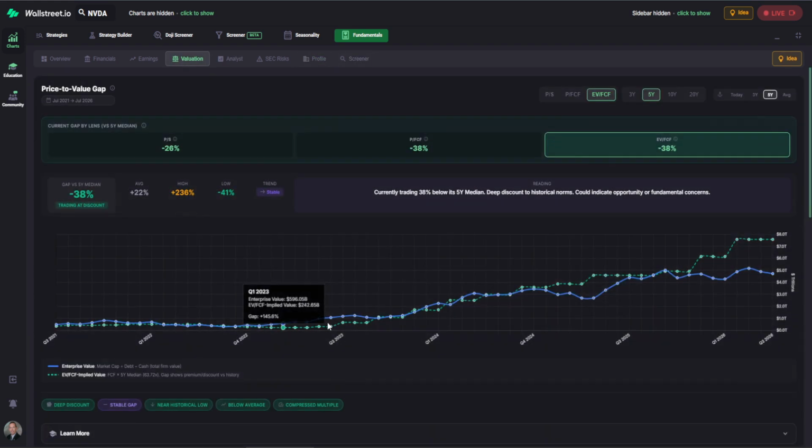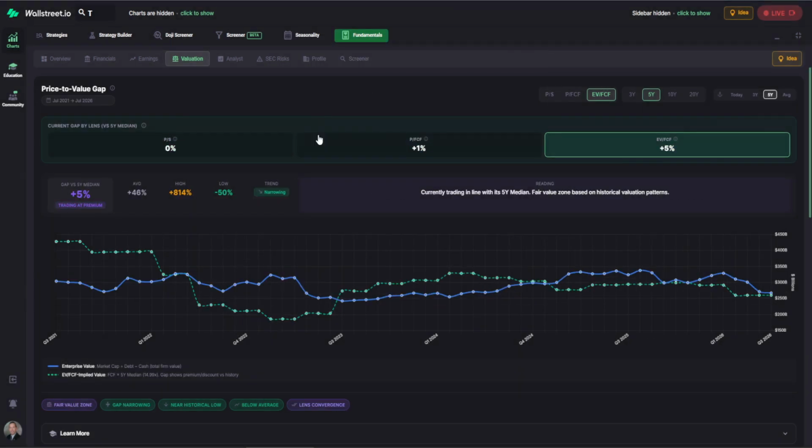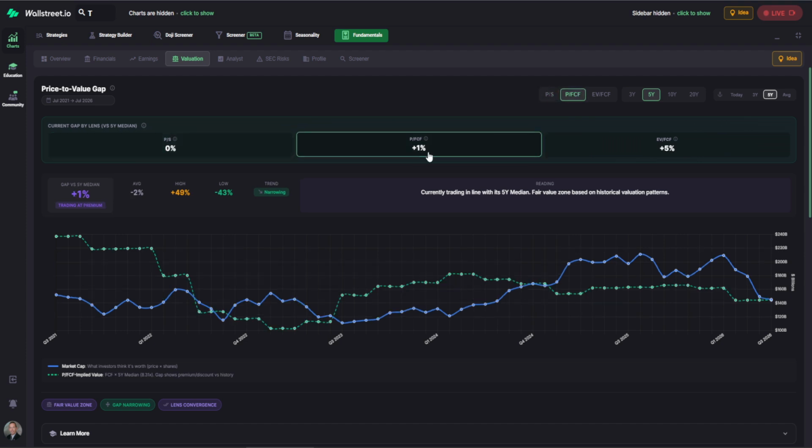Back on valuations. Let's go compare two companies. I'm going to compare, for example, AT&T versus Verizon. So looking at the price to sales here, it's going up a little. The company's pulling back. It's right even with the price to sales. So it's not undervalued there. It's not overvalued.